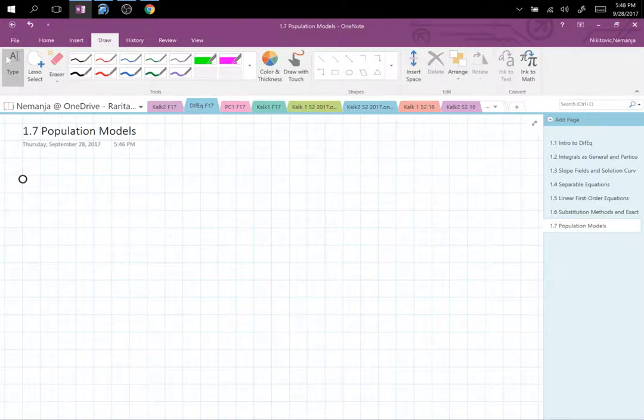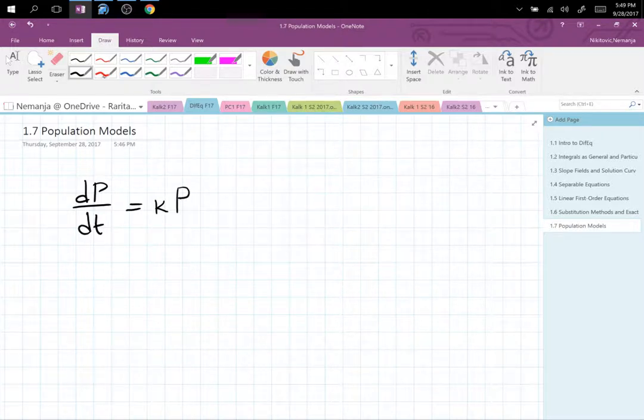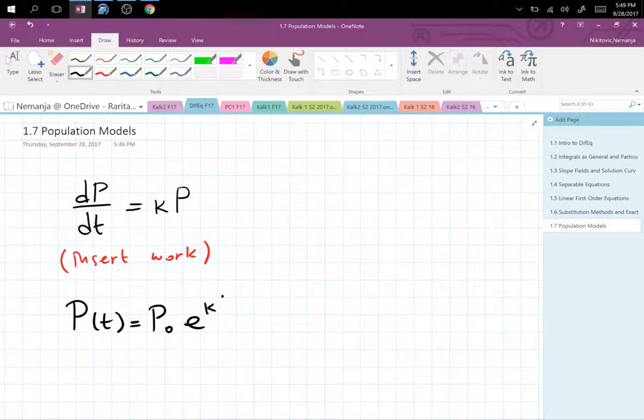We already discussed the basic population model, which you get from the sentence that the change in population is proportional to population. And we probably also mentioned that it was garbage, right? So the change in population in time is proportional to population. And then over here, insert work, which is separation of variables. And we get that population in time is equal to initial population e to the kt.